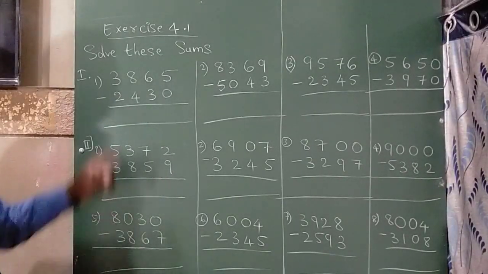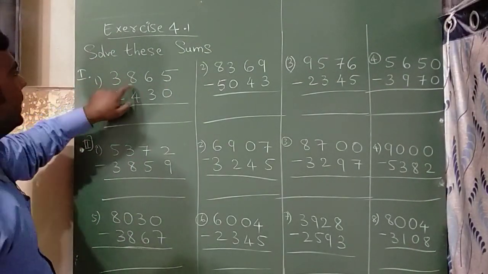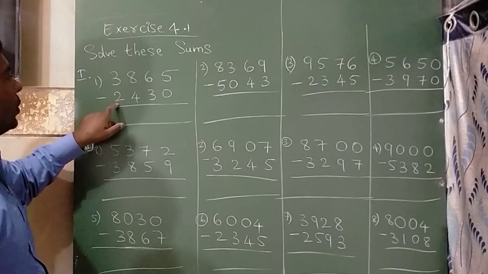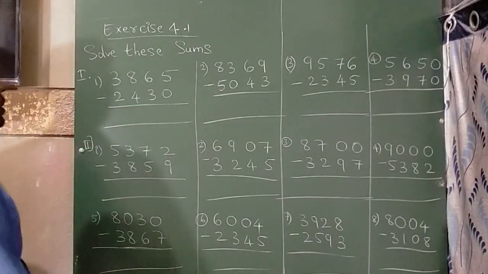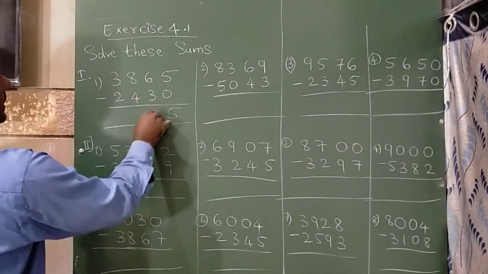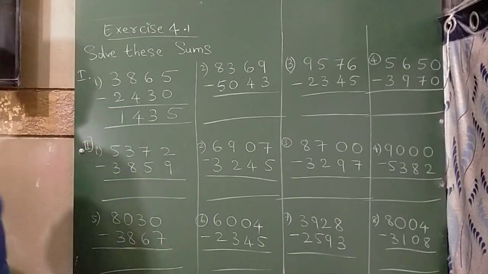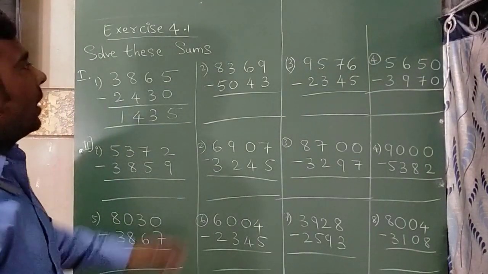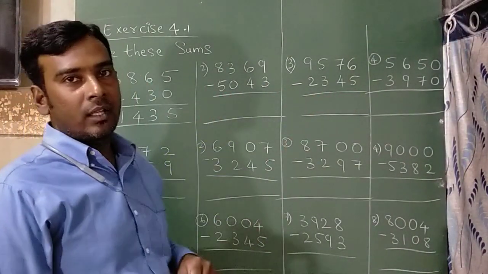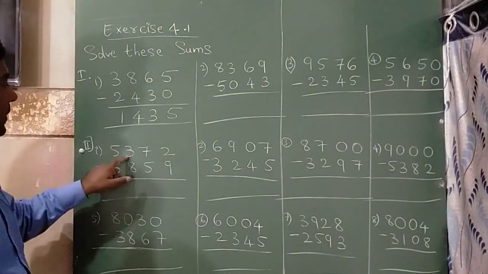So exercise 4.1. Solve these sums. So the first one is 3865 minus 2430. So 5 minus 0 is 5. 6 minus 3, 3. 8 minus 4 is 4. 3 minus 2 is 1. Fine. Now I want you to solve the other sums. Now let's move on to the second one.